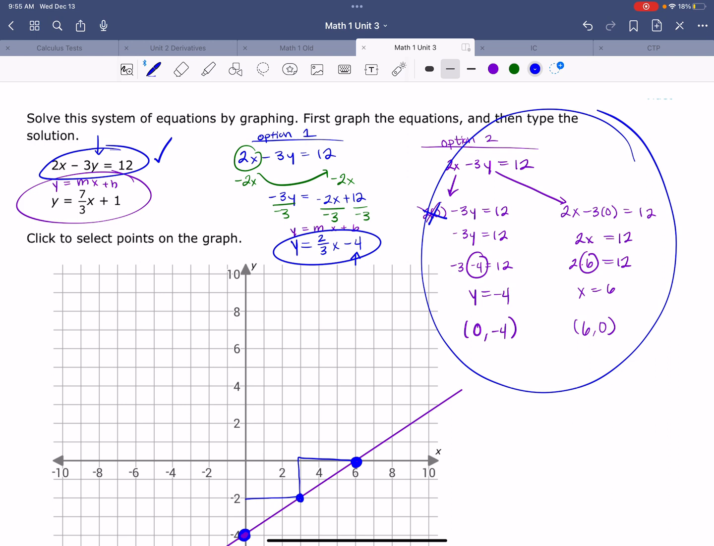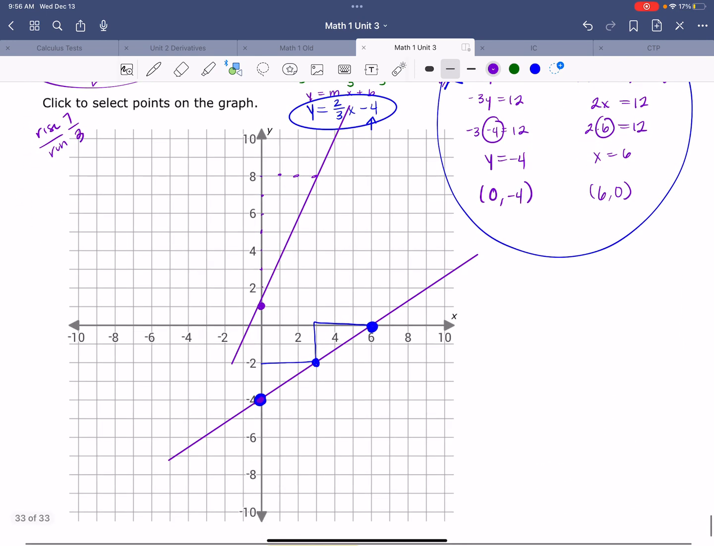So my second equation is going to start at positive 1, right? That's where my slope is, or my y-intercept. Start at positive 1, and my slope is 7/3. So that means I rise by 7 and I run by 3. So I go up 7, 1, 2, 3, 4, 5, 6, 7, over 3, 1, 2, 3. And I'm going to go ahead and graph a line.